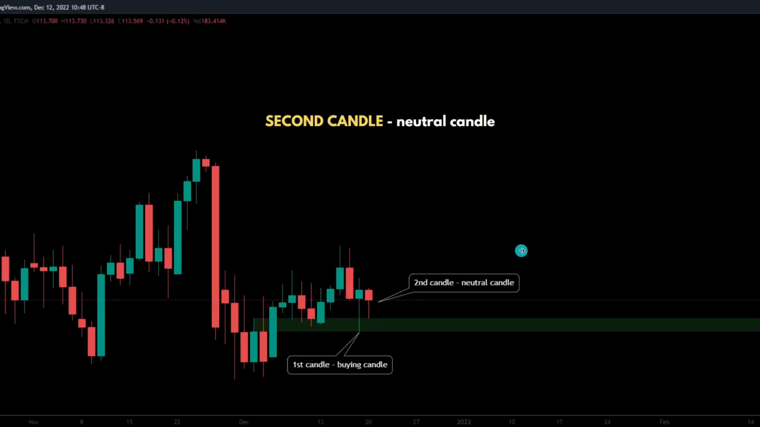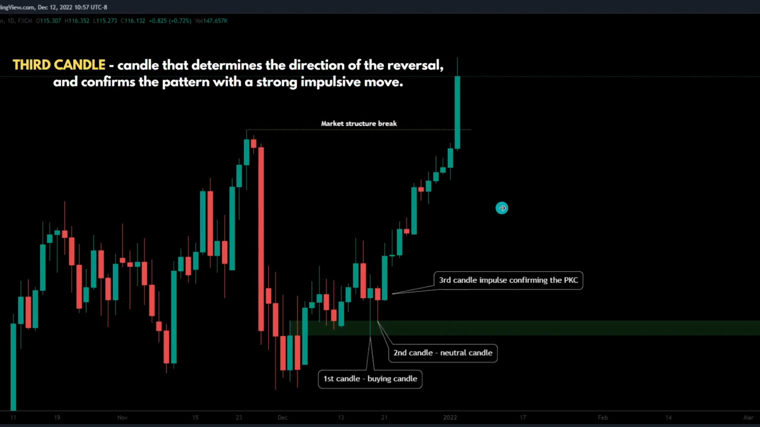Second candle here is a neutral candle, closed as an inside bar, pretty much contained within the range of the first one. Just remember, the second candle is always a neutral candle. It does not determine any sort of directional bias. Third candle, the candle that determines the direction of the reversal and confirms the pattern, is the strong impulsive move.